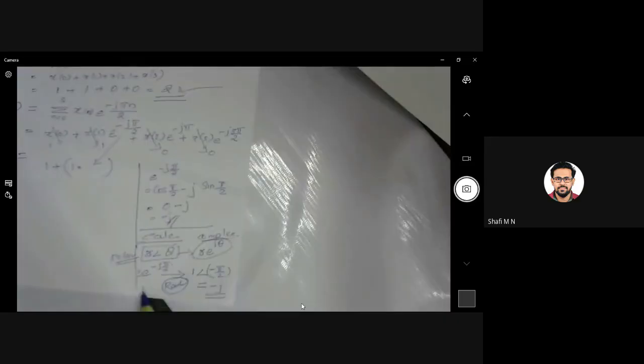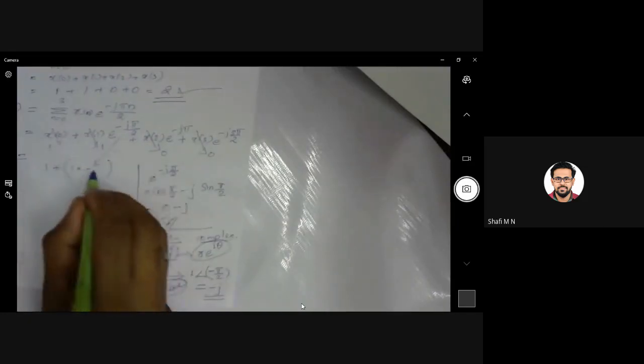If your calculator is in degree mode, what do you have to type here? 1 angle minus 90 degrees. In the exam, the calculator should be in radian mode if you are using minus pi by 2, and it should be in degree mode if you use 180 instead of pi. So this will be 1 angle minus 90 if the provided calculator is in degree mode. In radian mode, you type 1 angle minus pi by 2 itself. So here I am substituting the value minus j.